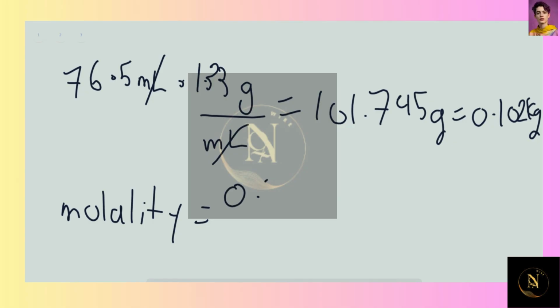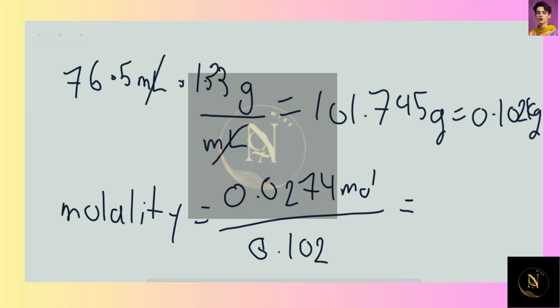And so molality is simply going to be the number of moles of the solute, which is 0.0274 moles, over the mass of my solvent, which is 0.102, and I'm going to report my answer to 3 significant figures because all the information in the question was given to 3 significant figures, and so the answer is 0.270, and then the unit, of course, is moles per kilogram, which is the same as a small m.